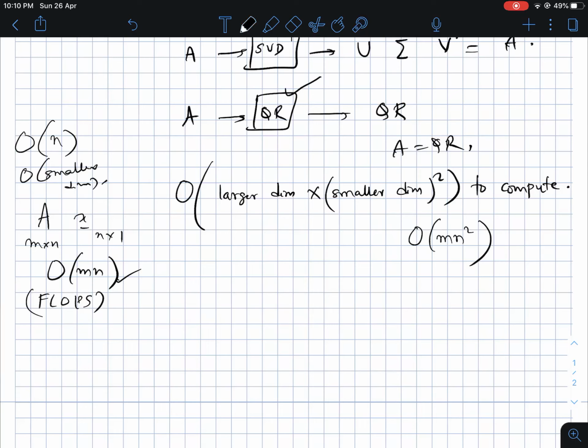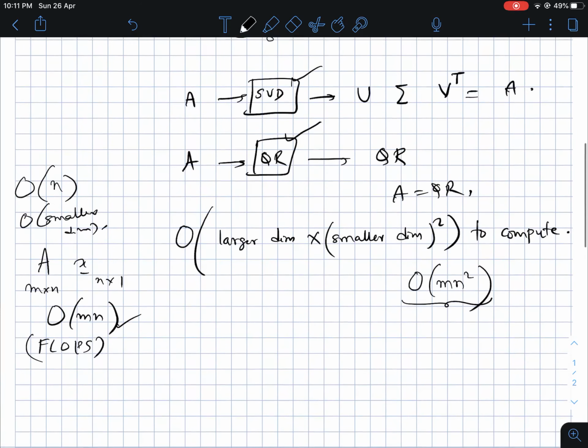Second, the important thing to note here is, even though the order is the same, it doesn't mean that different algorithms having the same order will take the same time to compute. For example, both SVD and QR roughly have order mn square floating point operations, but SVD in practice will run much slower than QR.